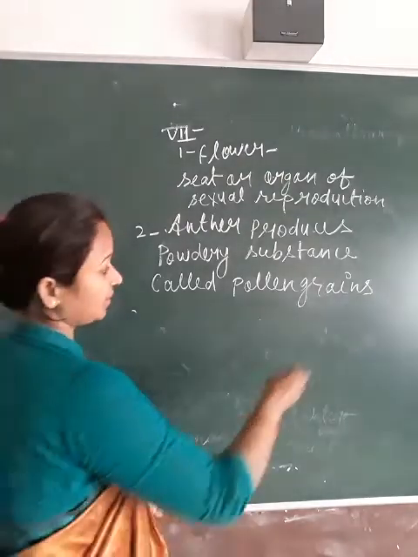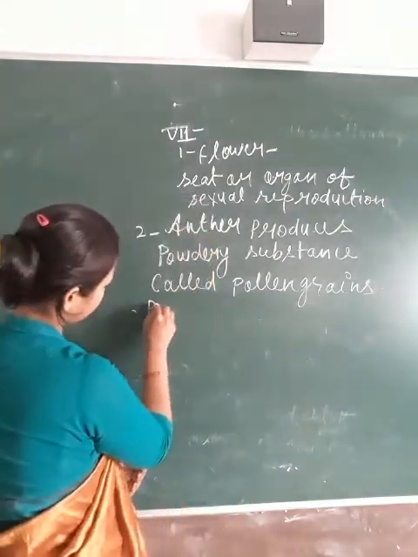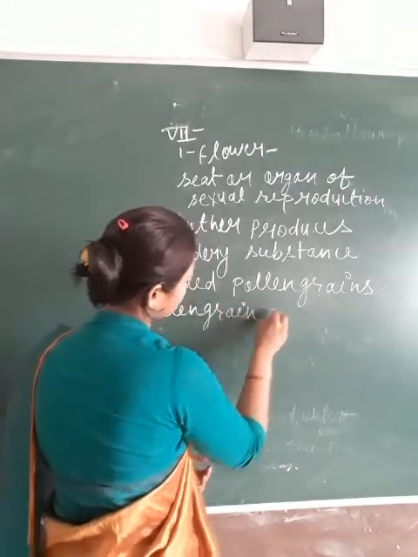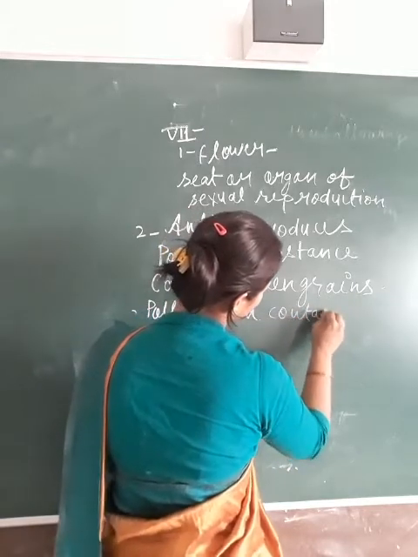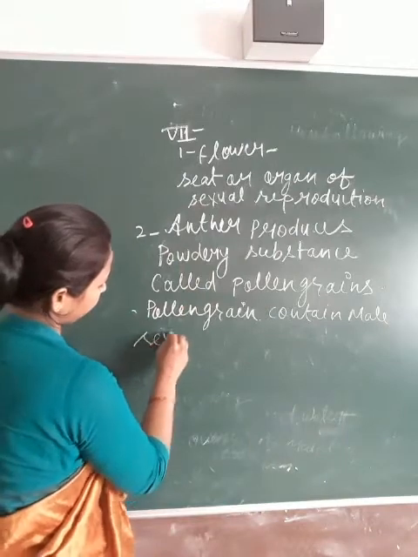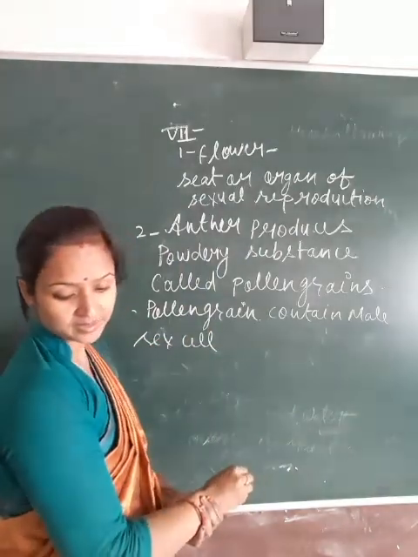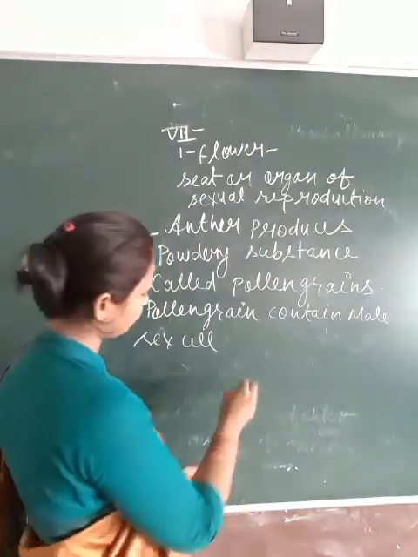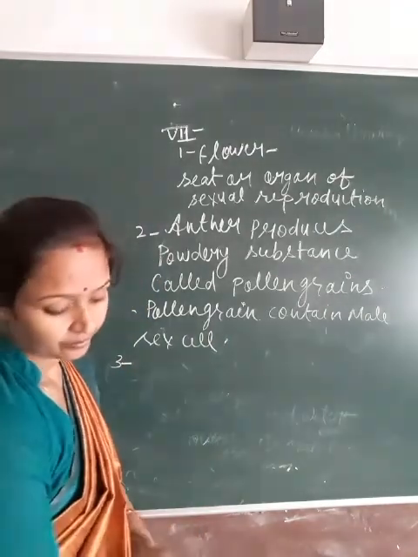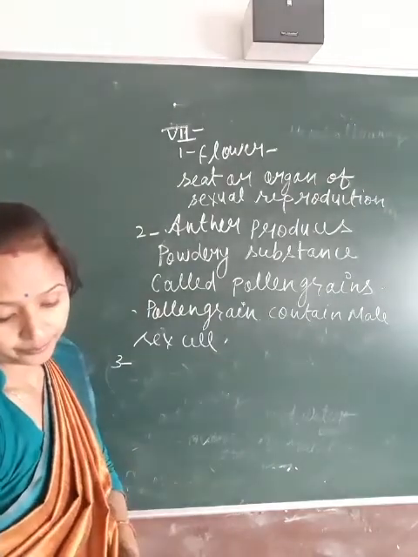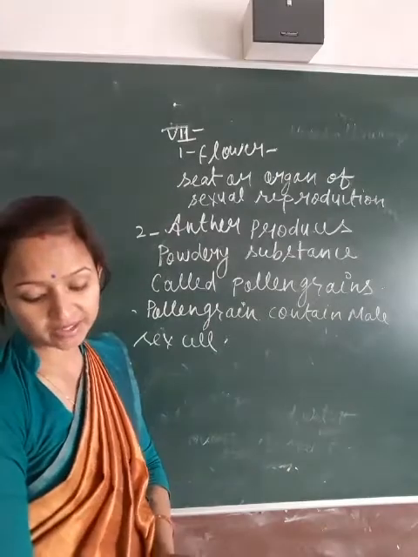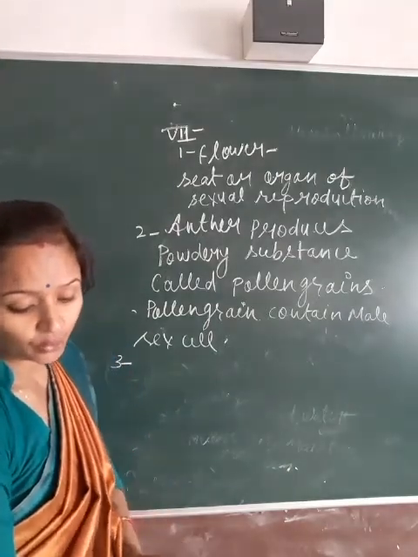Pollen grains contain the male sex cell or male gamete. Third one is the ovary. Ovary contains many ovules, and the female sex cell or gamete is present inside the ovule.